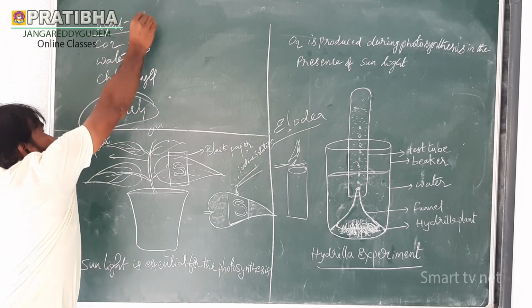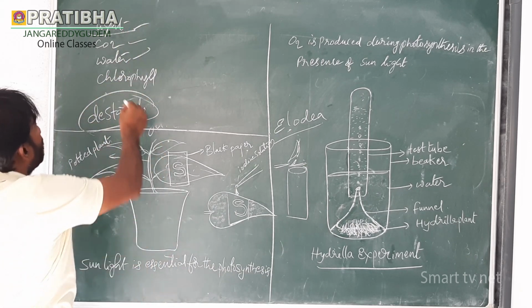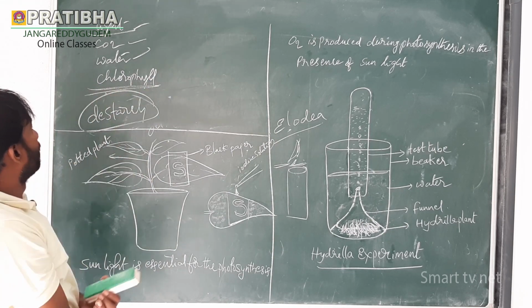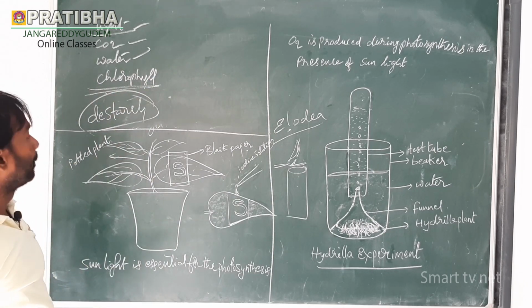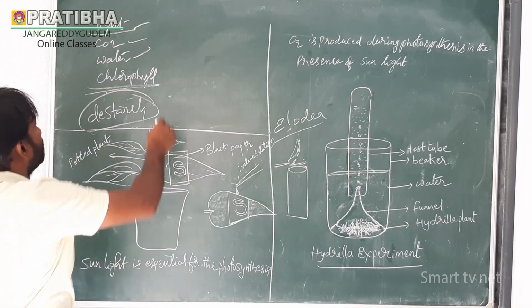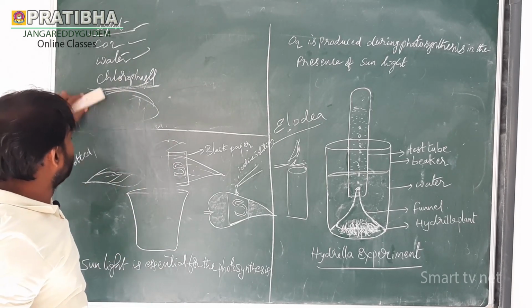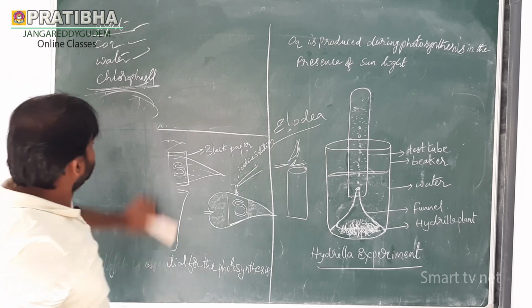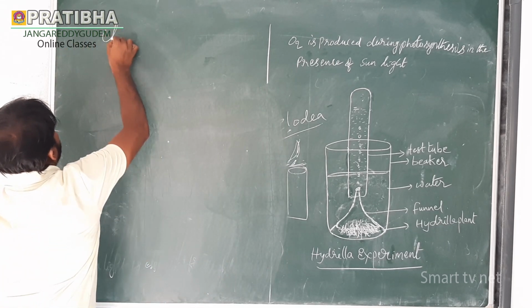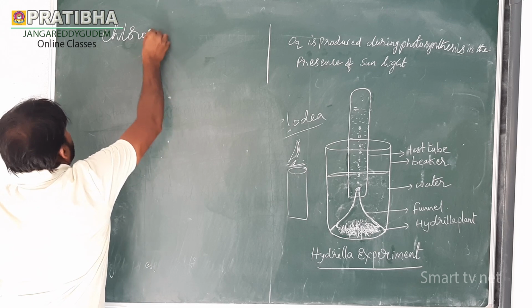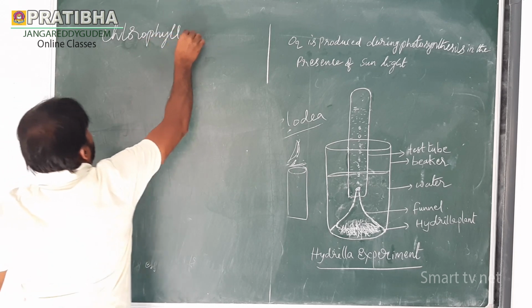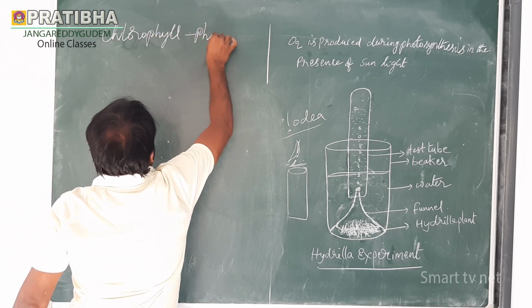Okay. Next, light is over. Next, chlorophyll. The fourth factor is chlorophyll. This is also important. Chlorophyll is present only in the leaf, we know. Next, chlorophyll and photosynthesis.